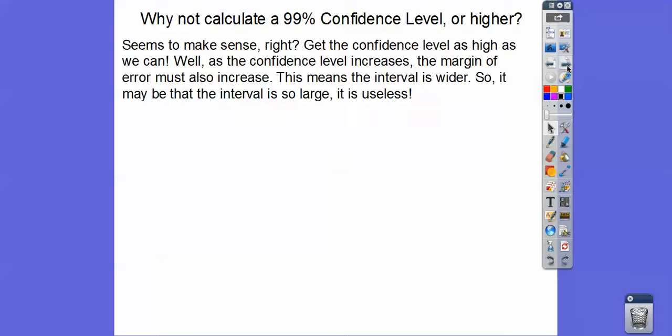So to get the confidence level as high as we can, well, as the confidence level increases, your margin of error or your interval also increases. That means our interval is wider. So I'm sitting here holding my hands out wider right there. So as we get a bigger confidence interval, my spread gets bigger and bigger and bigger. Okay, so it may be that our interval is too large or useless.